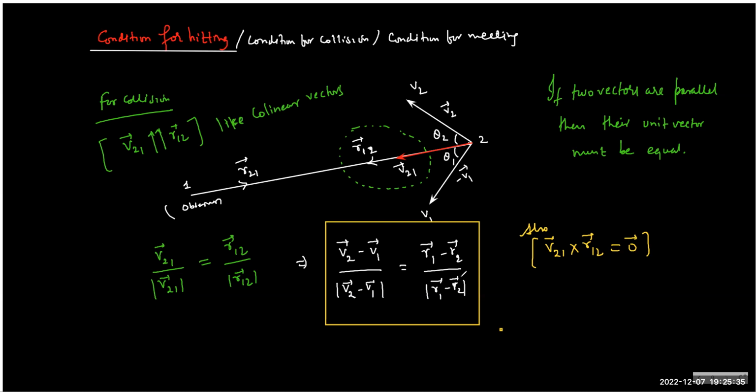So this was the question: if V1, V2, R1, R2 are the values, then find the condition for collision, right? Or meeting out here.